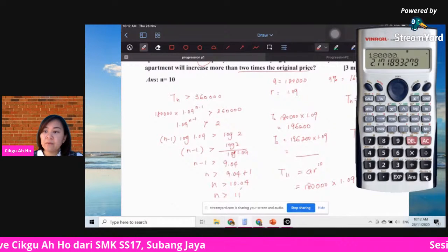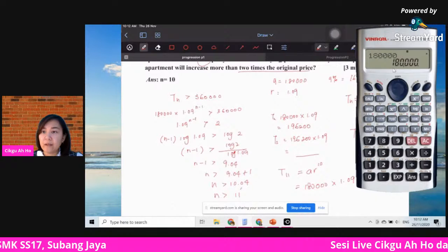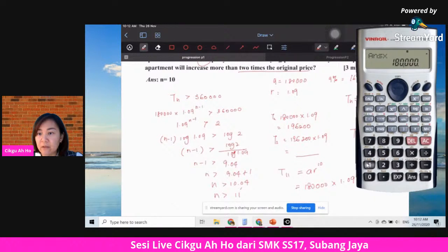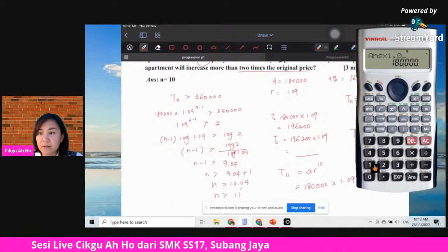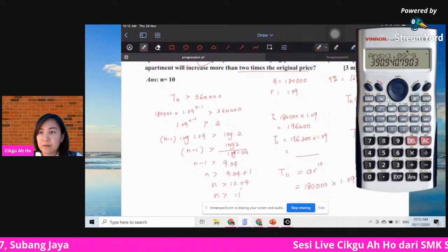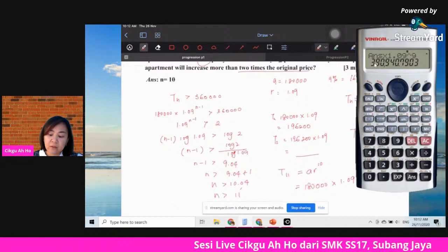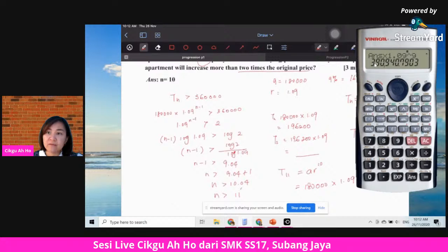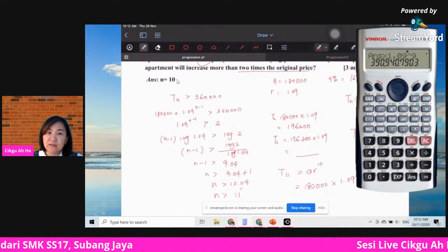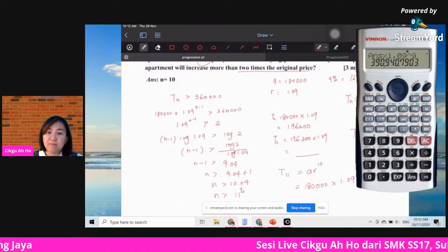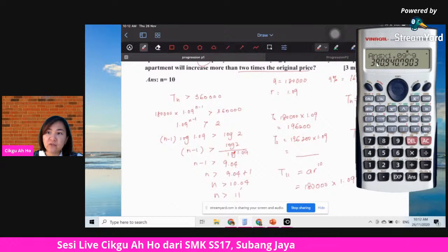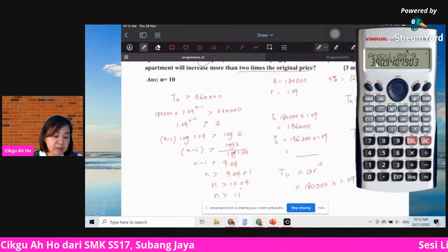One more zero. Okay, you can see why. Why 180 only? 180,000. If I haven't multiplied 1.09 to the power of 9, you see 390. So actually the answer is 11 or 10. So it's 10. Why? Because there is 10.04. So it's not 11. When we check, 390,000 already is more than that already.